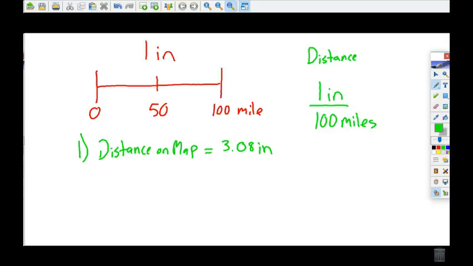So what we can do is use our scale, 1 inch to 100 miles, and we're going to write a proportion. Remember that a proportion is setting two ratios equal to each other. So we're going to start with the ratio we know, 1 inch to 100 miles, and we're going to set that equal to the values that we know, keeping our units consistent. We want to know how far is 3.08 inches on the map. So in the top, I put 3.08 inches, and in the bottom, X miles, because that's what I'm looking for. How many miles?